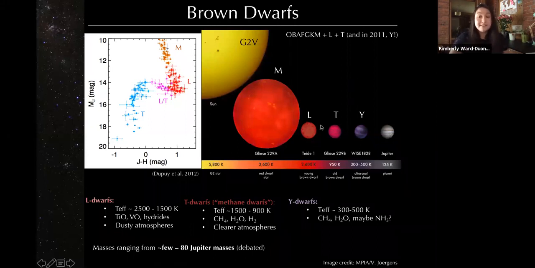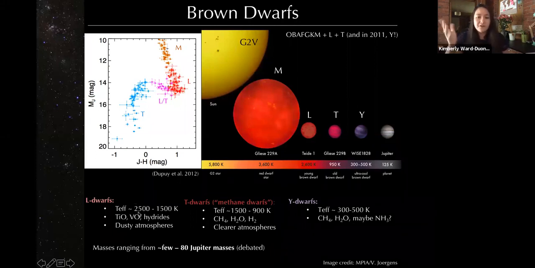As we go into these spectral classifications, the first ones were discovered in 1995, and the most recent addition to our main sequence of sorts are the Y-dwarfs that were discovered in 2011. The main difference between these different classifications is really related to temperature, and that's what we're seeing in this physical manifestation in the HR diagram. The L-dwarf regime are the hottest brown dwarfs.